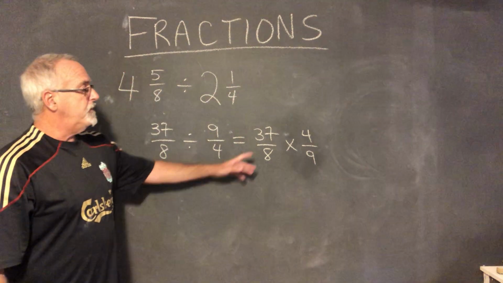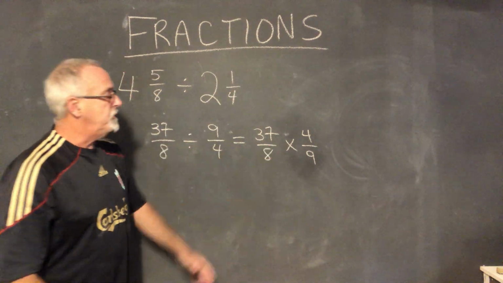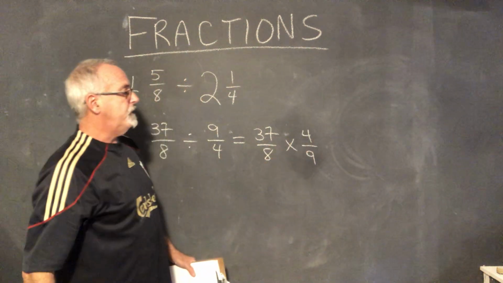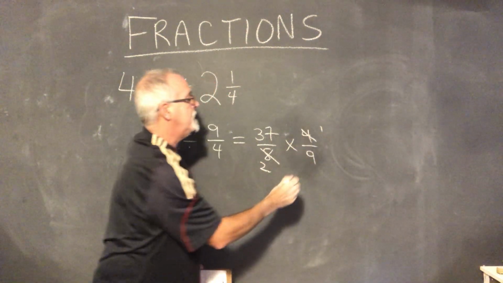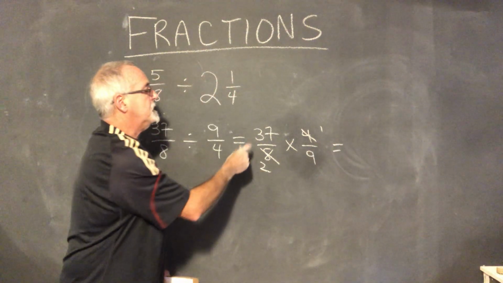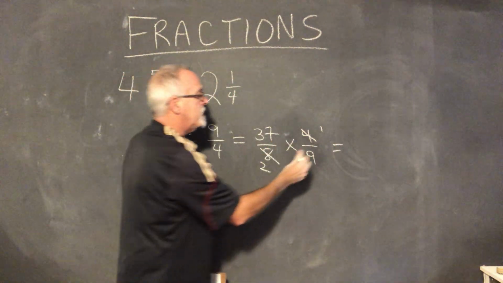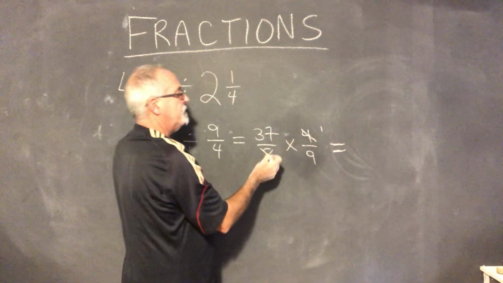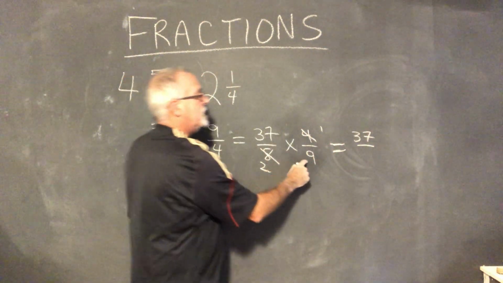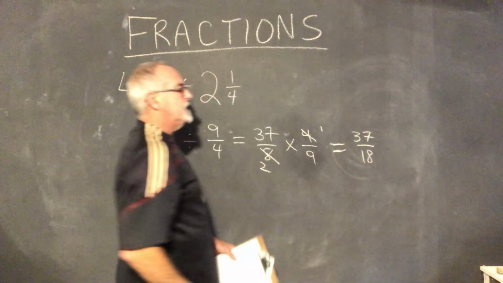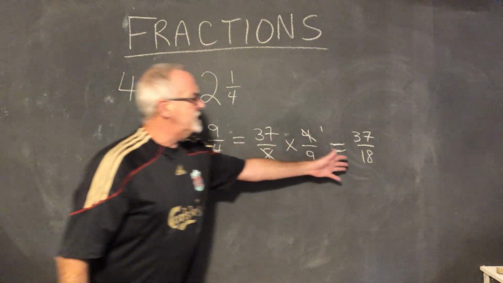Can I simplify with canceling? Yes, I can, just a little bit. 8 and 4 have a common factor of 4. 8 divided by 4 is 2. 4 divided by 4 is 1. Oh, that's good, because I don't have to do 37 times 4, not anymore. I just have to do 37 times 1, and that's a fairly easy one. 2 times 9 is 18. Oh, and 18 times 2 is 36, which is almost 37.